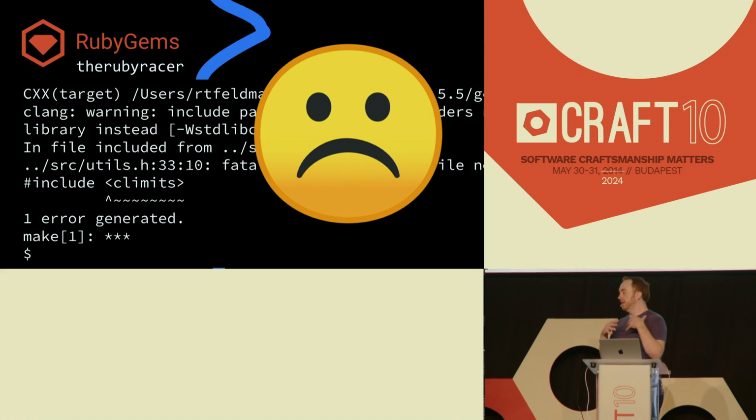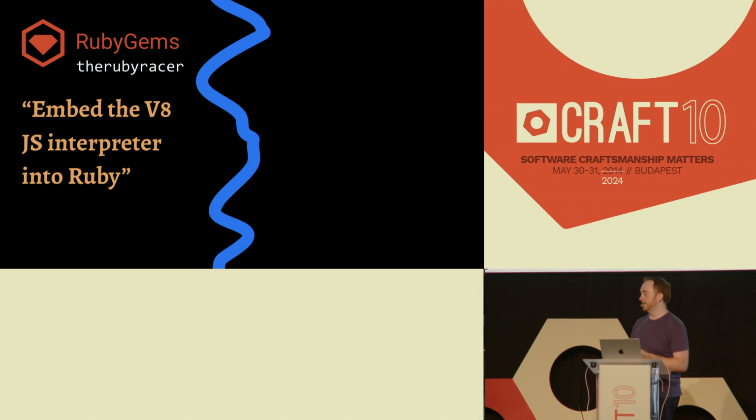This happened because one of the things you can do in RubyGems is you can have an installation process that will build things from source, including things like C and C++ code. And the reason that the Ruby Racer needed to be building this code is that the purpose of this package is to, quote, embed the V8 JavaScript interpreter into Ruby.